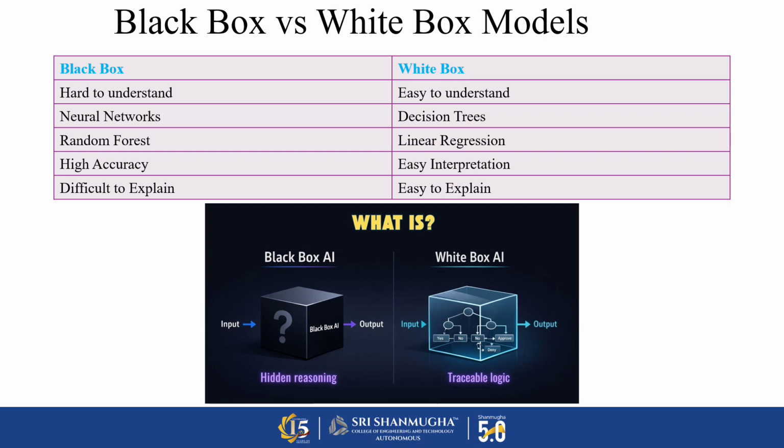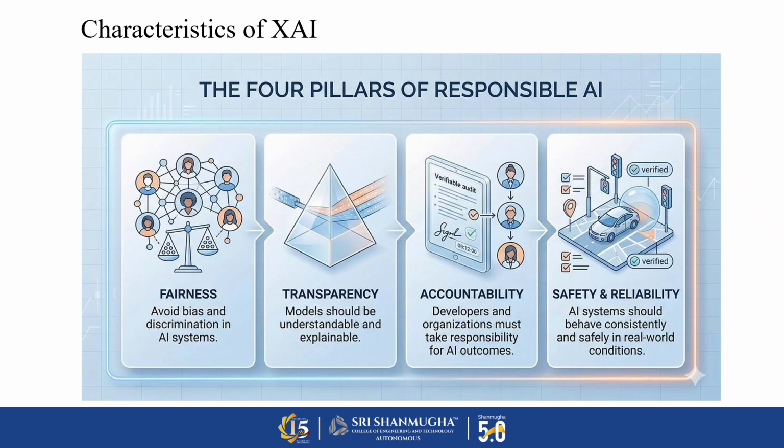For example, here we can consider the decision tree, and how each and every branch is made, right? Linear regression is also very easy to interpret and easy to explain. This is the reason why I have moved the data to the left branch or the right branch. So it is traceable, right? The logic is very traceable in white box AI.